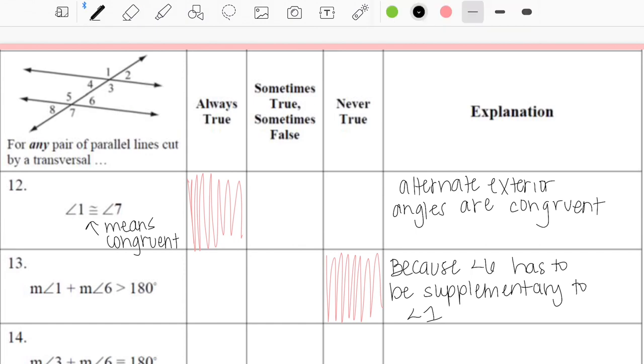Last but not least, we have the measure of angle 3 plus the measure of angle 6 is equal to 180. And I know that this is always true because those two angles are same side interior angles, which will always be supplementary. So we will say that they are same side interior angles and they are supplementary.